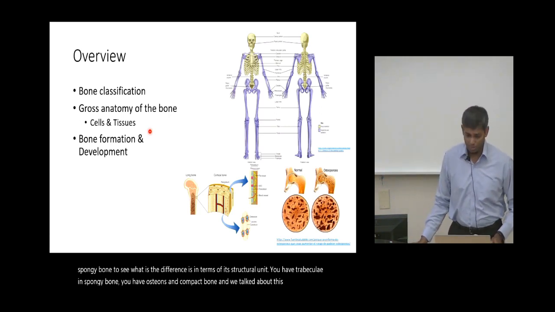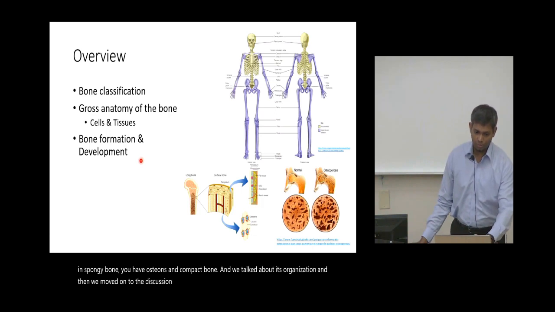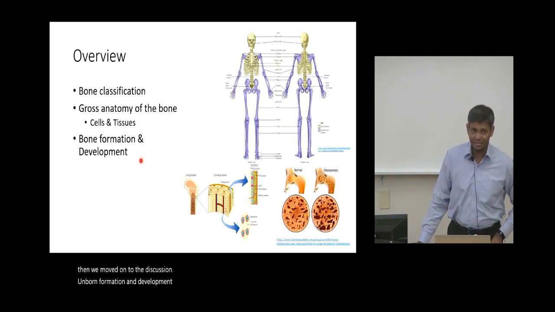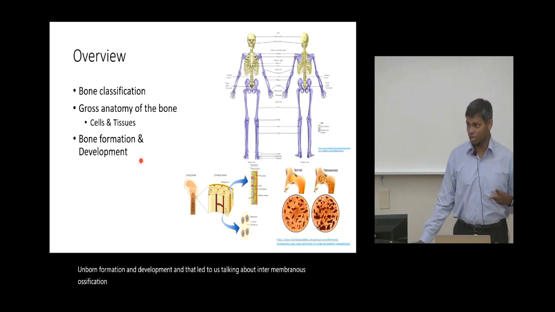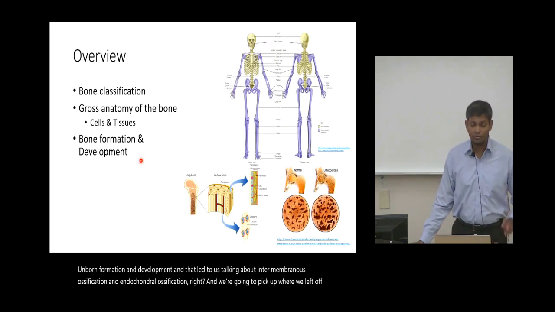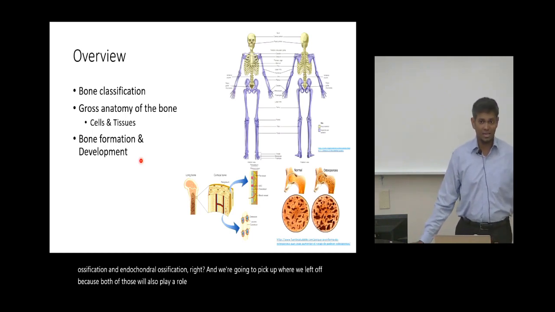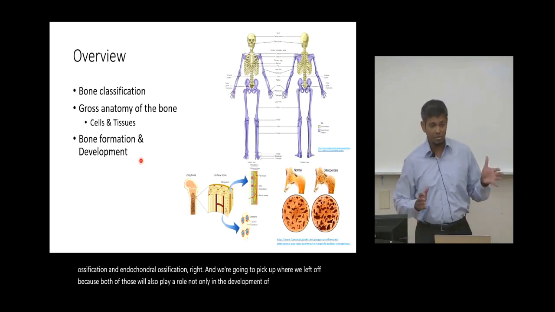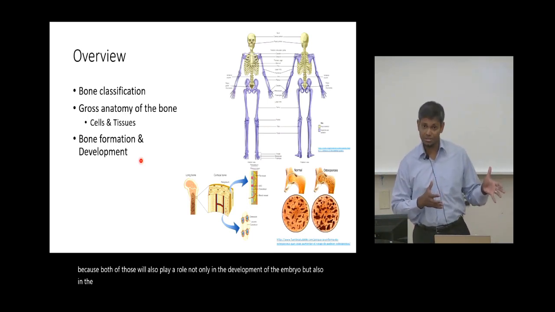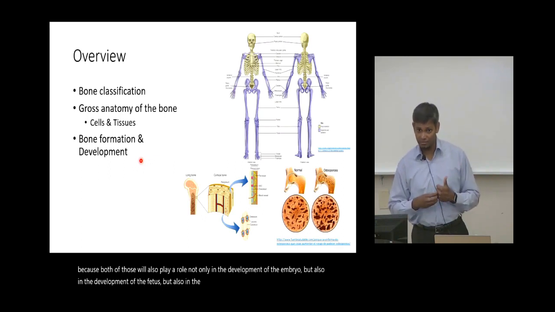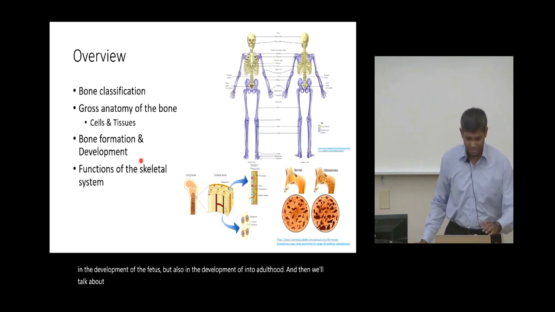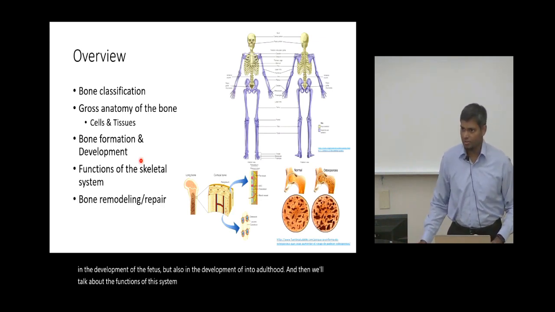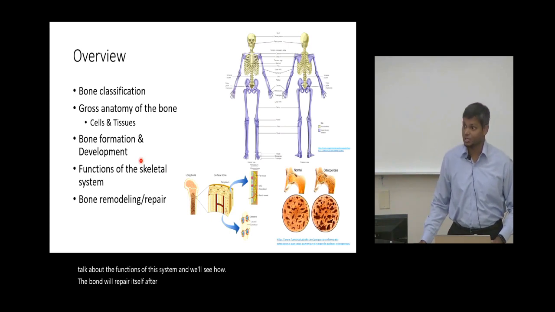organization. And then we moved on to the discussion on bone formation and development, and that led to us talking about intramembranous ossification and endochondral ossification, right? And we're going to pick up where we left off, because both of those will also play a role not only in the development of the embryo, but also in the development of the fetus, but also in the development into adulthood. And then we'll talk about the functions of the skeletal system, and we'll see how the bone will repair itself after any sort of damage.